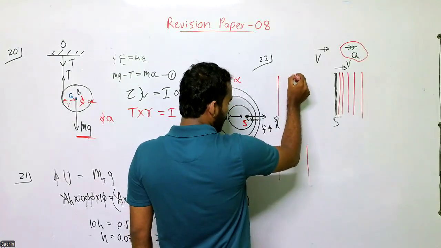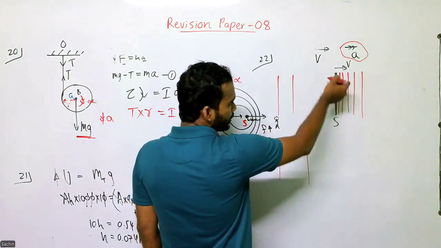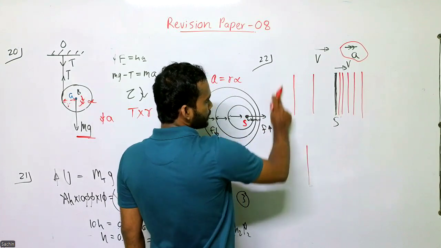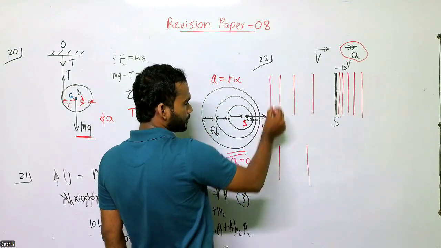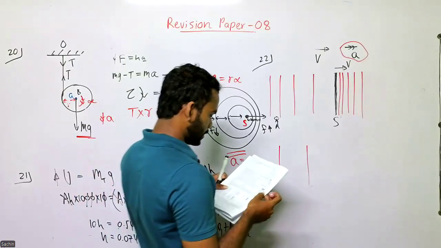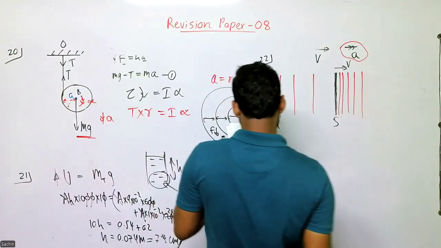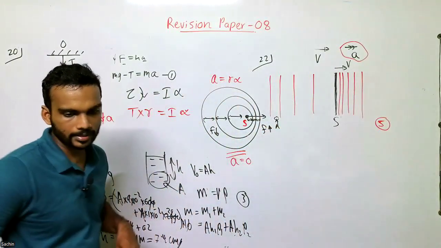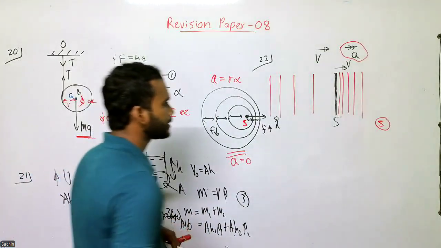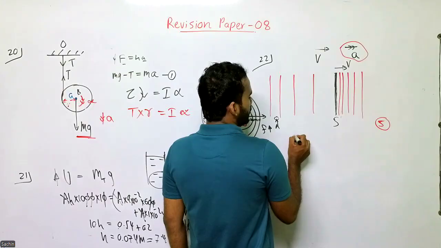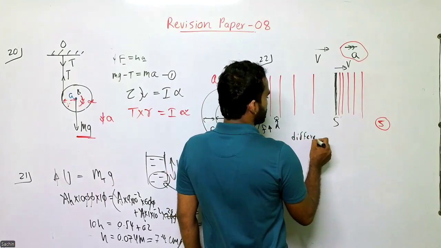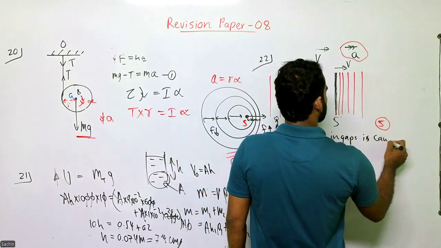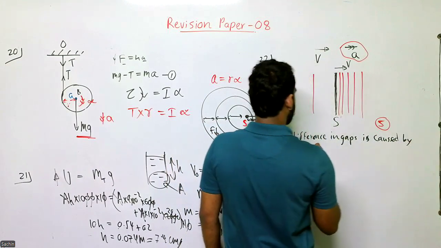So the gap is somewhat less. But when it comes to this point, the gap becomes again very high. So the gap is increasing in this direction, like this. So the answer which shows this correct behavior is the fifth one. This is correctly represented by the fifth answer. Remember that, the difference in gaps is caused by acceleration.